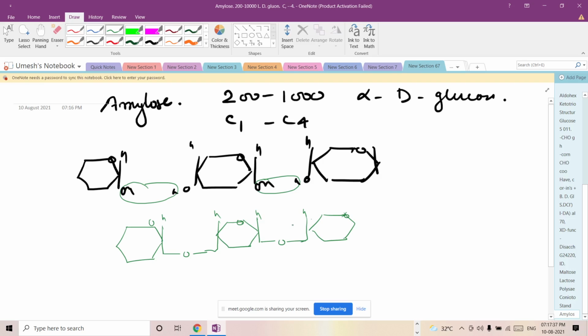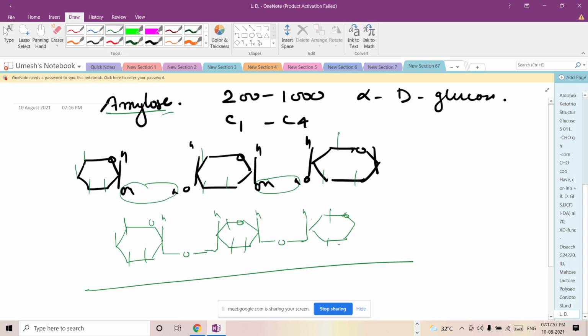like this, right? So the rest of the combination of the alpha D glucose is the same, no change. Such units which are joined in a linear chain are called the amylose. Am I clear? The rest of the attachments are the same, no change at all, with H and OH, H and OH. This is the structure of the amylose.